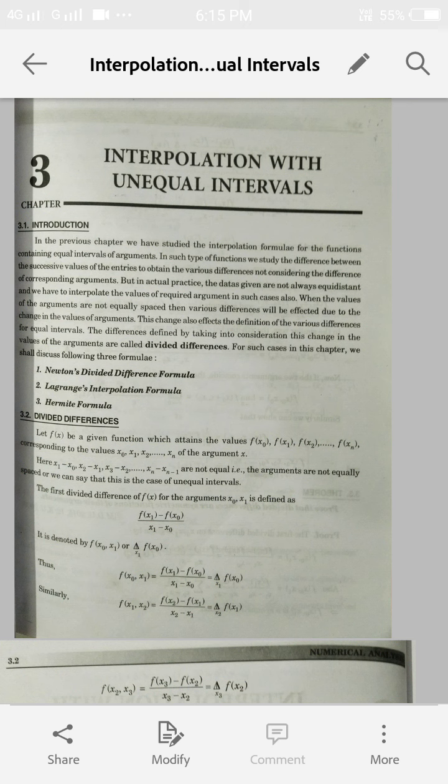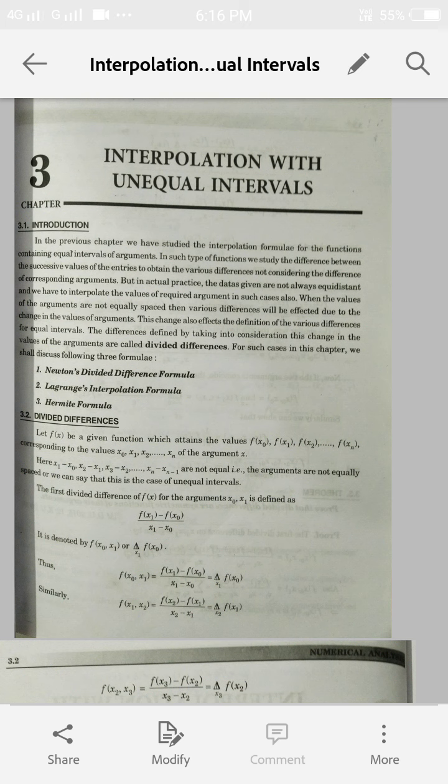We have discussed the formulas like Newton's forward interpolation formula and Newton's backward interpolation formula, and these formulas act when the values of x are equally spaced. But how can we find the value when these values of x are not equally spaced? In that situation, we use interpolation with unequal intervals, and in this case there are three formulas that we will discuss. First one is Newton's divided difference formula, second one is Lagrange's interpolation formula, and third is the Hermite formula.